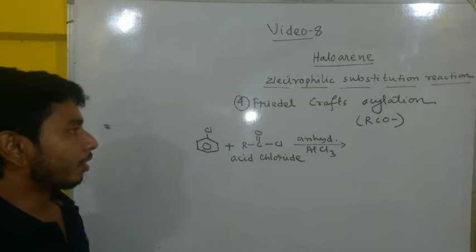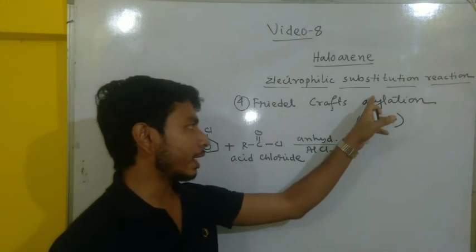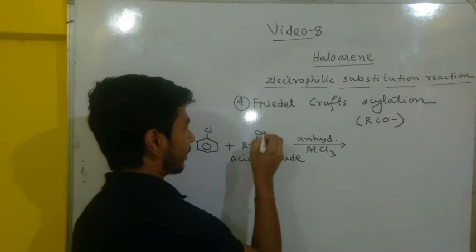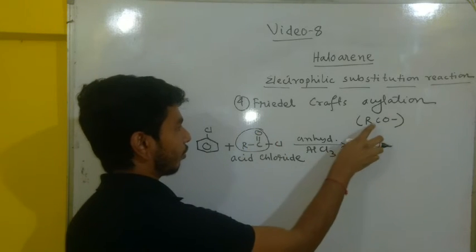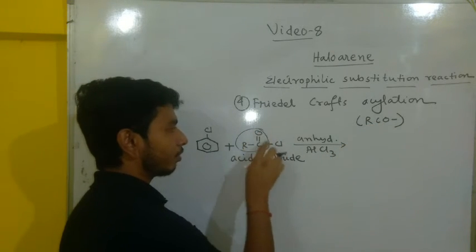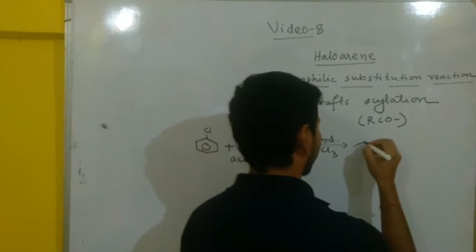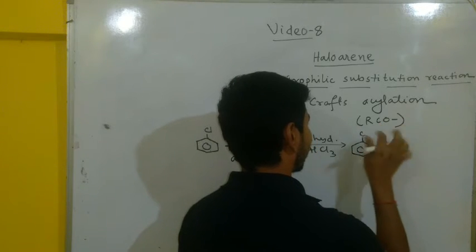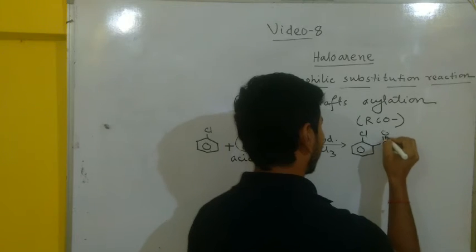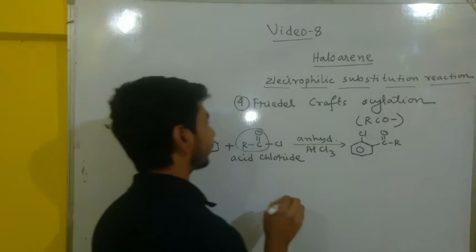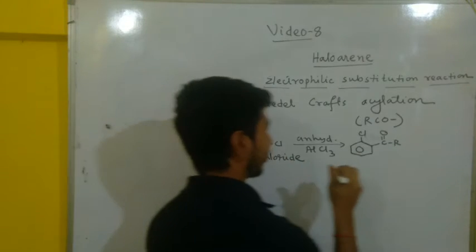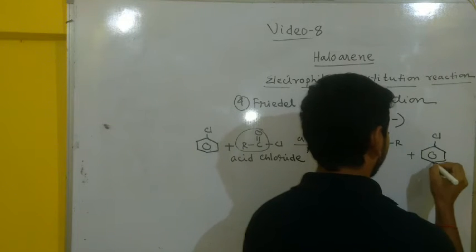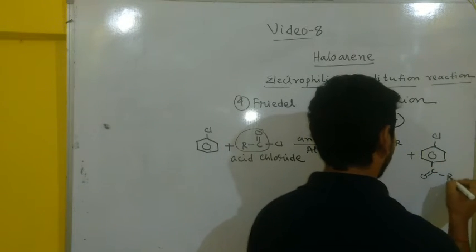So now in the product, the acyl group RCO will go in the ortho and para position. So the product is chlorobenzene with COR in the ortho position, plus chlorobenzene with COR in the para position.